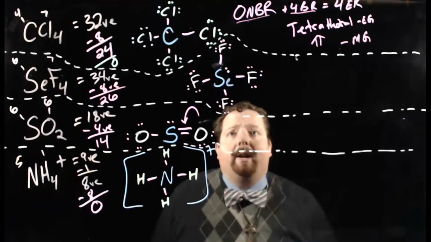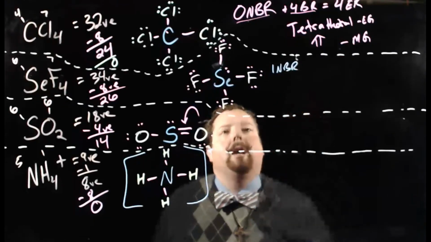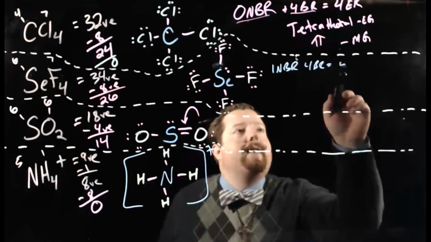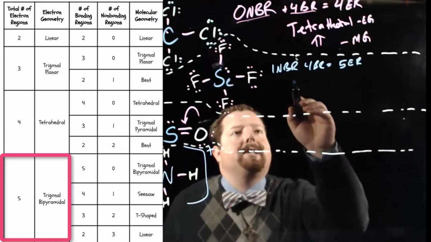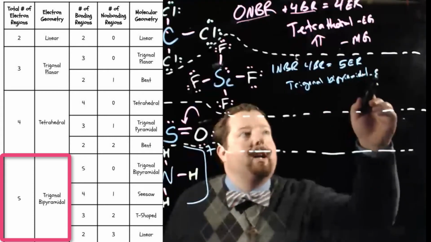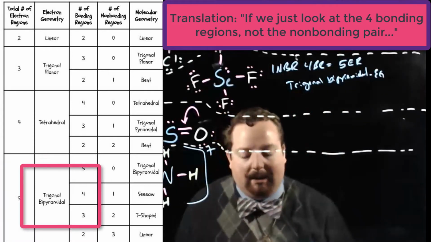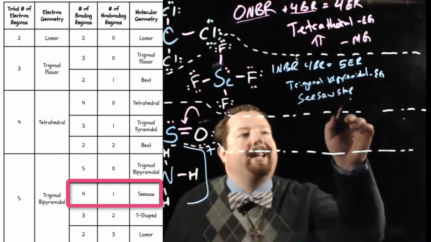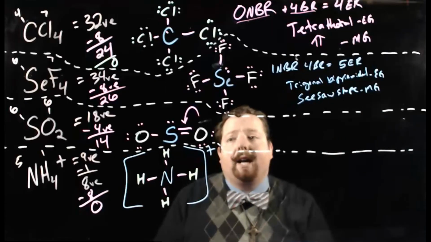For selenium tetrafluoride, we have 1 non-bonding region around the selenium. Then we have 1, 2, 3, 4 bonding regions for a total of 5 electron regions. If we look at our chart, electron region-wise, this is a trigonal bipyramidal shape for the electron geometry. And then if we just look at the 4 bonding pairs and not the lone pair, it's going to be a weird seesaw shape. I'm probably not going to give you any shape-wise that's as difficult as those, but they're good to know.